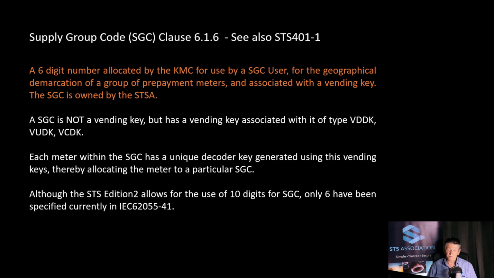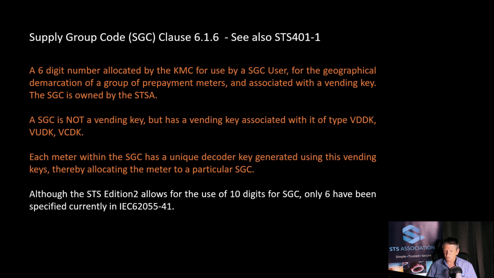Okay, so remember, a supply group code is not a vending key, but has a vending key associated with it of type VDDK, the default vending key, VUDK, a unique vending key, or a VCDK, a common vending key. Each meter within the supply group code has a unique decoder key generated using these vending keys, thereby allocating the meter to a particular supply group code.